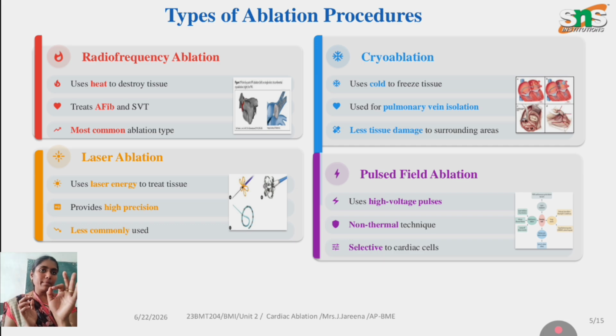Based on the type of energy, we have four different types: radiofrequency, cryoablation, laser ablation, and pulsed field ablation. In radiofrequency, the principle is producing heat to destroy the tissue. Cryoablation is the exact opposite. Here we use very low, extreme temperatures to freeze the tissue, mainly used for pulmonary vein isolation. Compared to heat, it produces much less tissue damage.